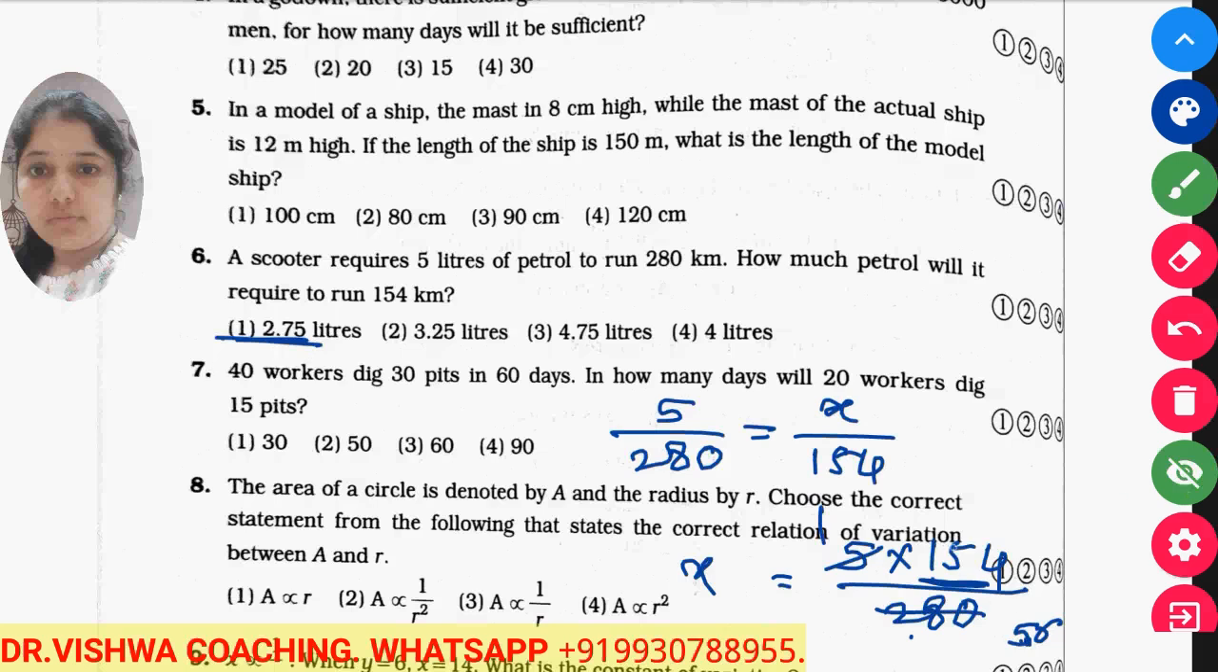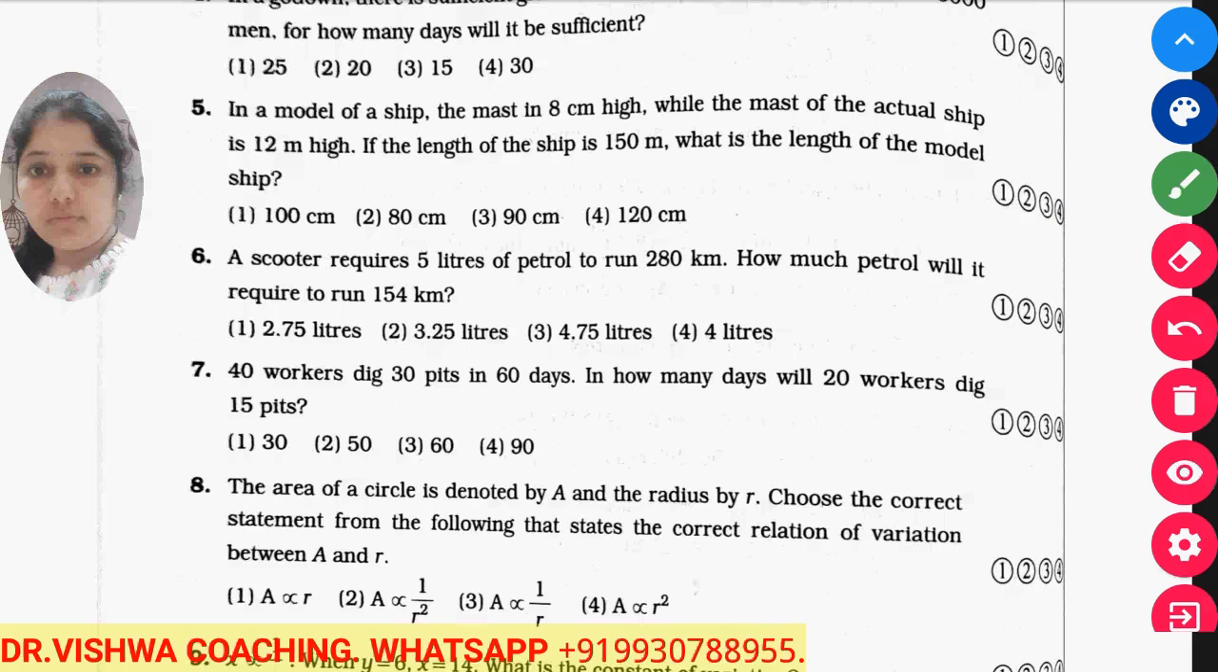Because 56 twos we can do, 56 threes we cannot do. So I just check, and 2.75 liter is the final amount of petrol. Now see, 40 workers dig 30 pits in 60 days. How many days will 20 workers dig 15 pits?